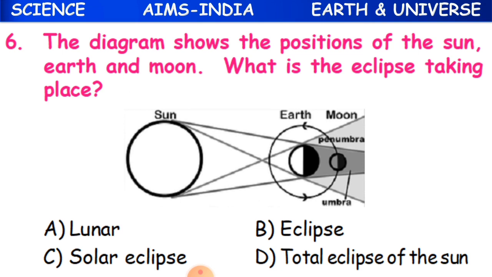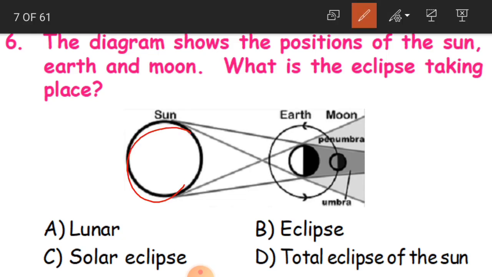The diagram shows the positions of the sun, earth and moon. What is the eclipse taking place? See here in the diagram you are seeing the positions of the sun, earth and also moon, and all are in a straight line, if you see. So what is the eclipse taking place? So here the earth is in between the moon and the sun.